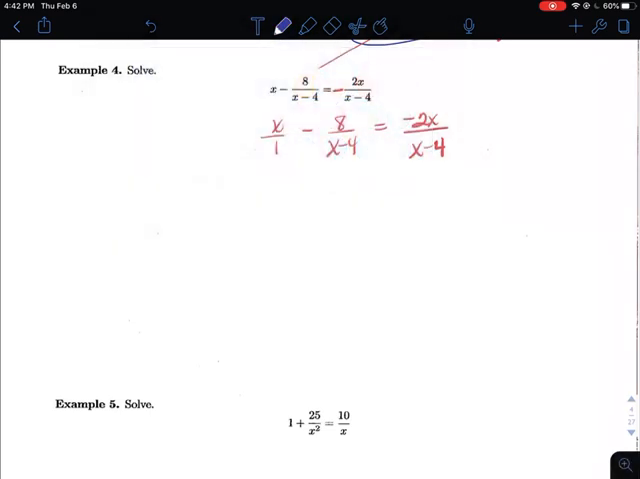We want all our denominators to be the same. So I'm going to put an x minus 4 in this denominator. All right, let me move this out the way so I can move it over some. So I multiply the bottom by x minus 4. I have to multiply the top by x minus 4. And now that they all have the same denominator, I can drop that thing.